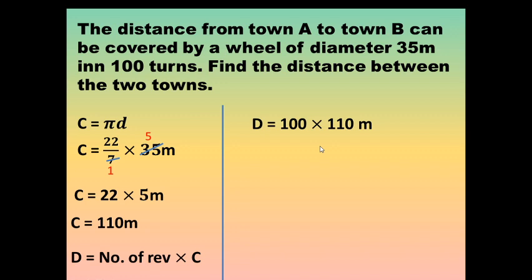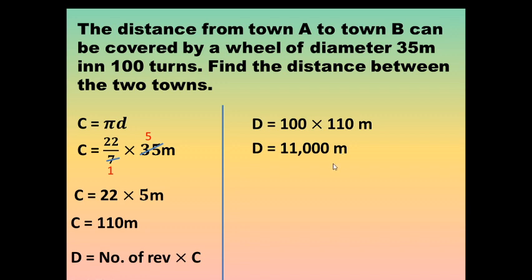So let's multiply 100 times 110. I'm not going to carry out the vertical multiplication because these are multiples of 10 where there are zeros. It makes your work easier. So we shall have our distance covered as 11,000 meters. If the question was demanding you to change the distance to kilometers, there you would continue. But still, we can move on and express it.